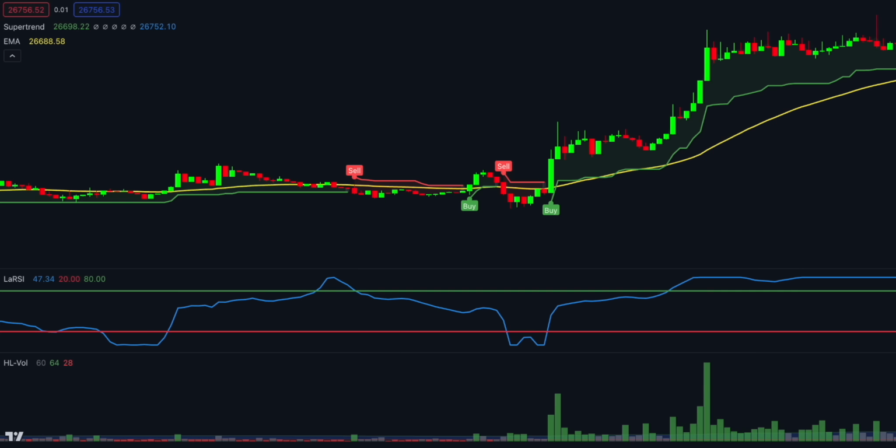Buy conditions with this strategy look like this. First, the Supertrend prints a buy label. Second, the price is closed above the EMA. Third, the Laguerre RSI is oversold. And lastly, the volume bar is green.